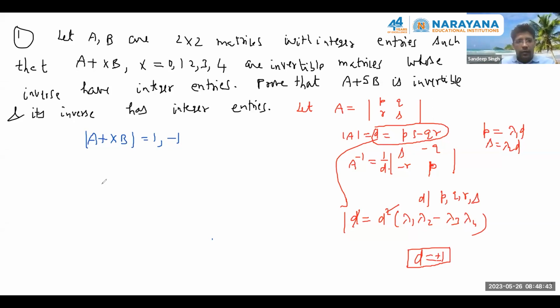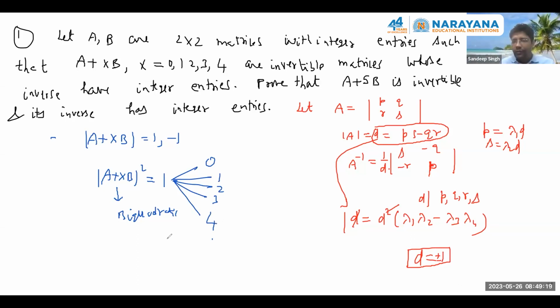Now this is 1 and -1. Now what am I going to do? I will take the determinant and square it. So what will be the square of this? It will always be 1, because this is D basically, the determinant of all this. This could be either 1 or -1. Now you should say this is a biquadratic. Because the determinant of A plus xB will be quadratic, its square will be biquadratic, and this is satisfied by, tell me, this is satisfied by 5 distinct values.